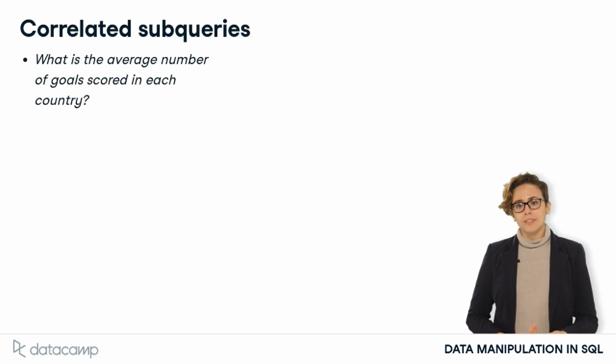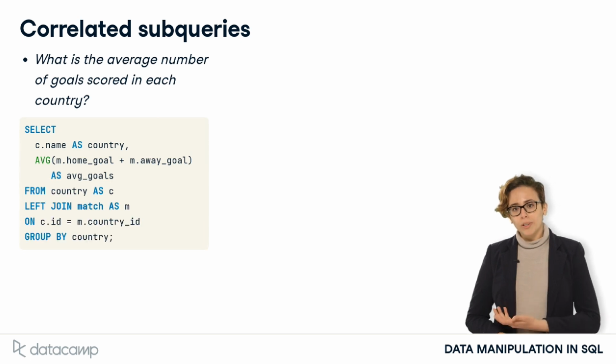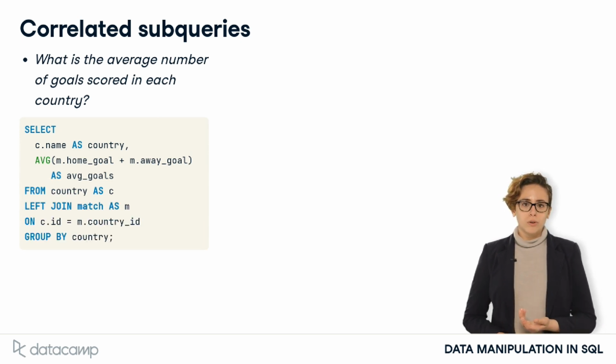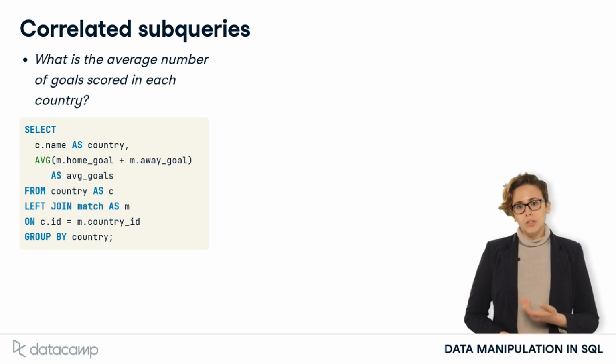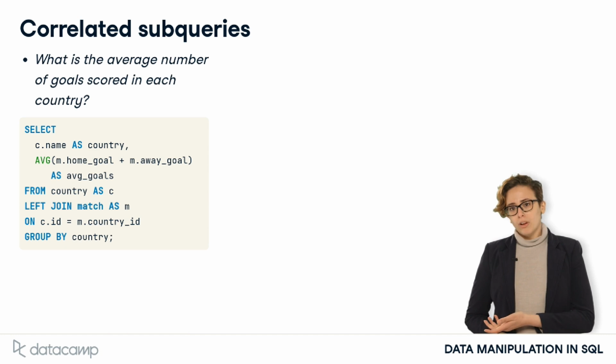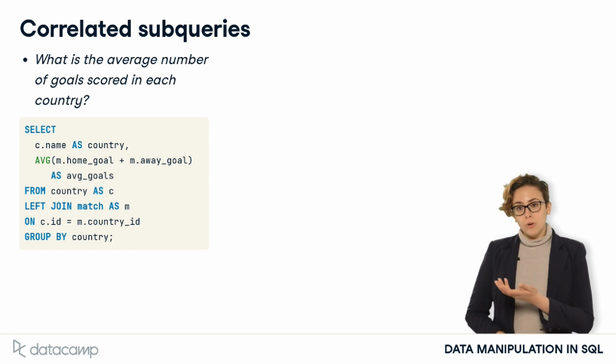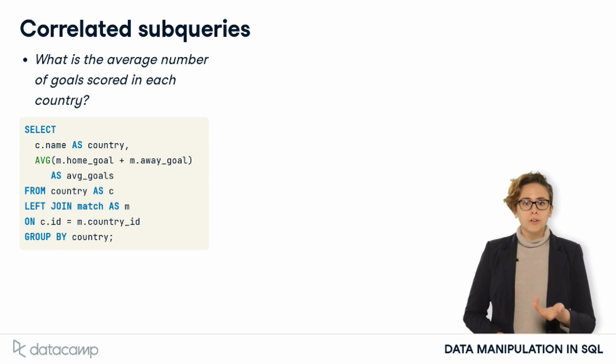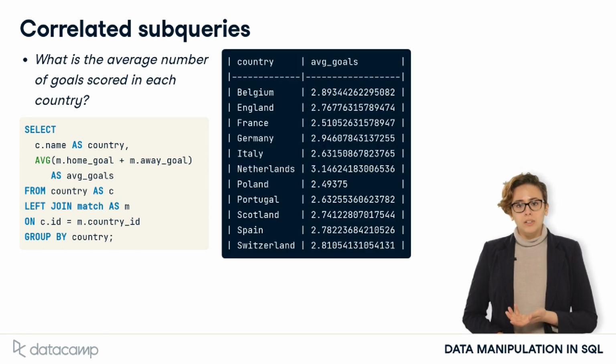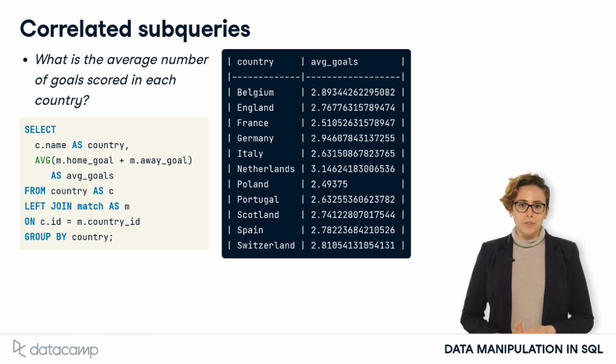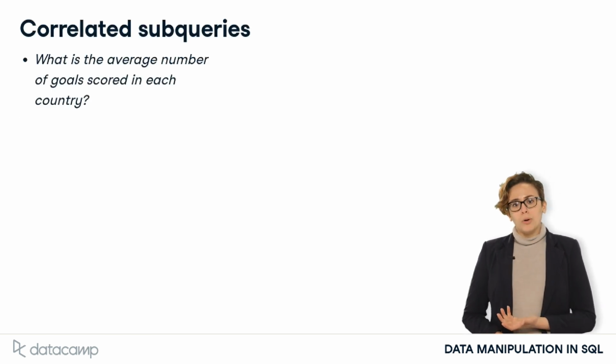Here's another, smaller example of a query in which you can use a correlated subquery. Let's answer the question, what is the average number of goals scored in each country across all match seasons? This is an easy enough question, right? You simply join the match table to the country table on the country's ID and extract the country's name, take an average of the goals scored, and group the entire query by the country's name, yielding one row with an average value per country. A correlated subquery can be used here in lieu of a join.